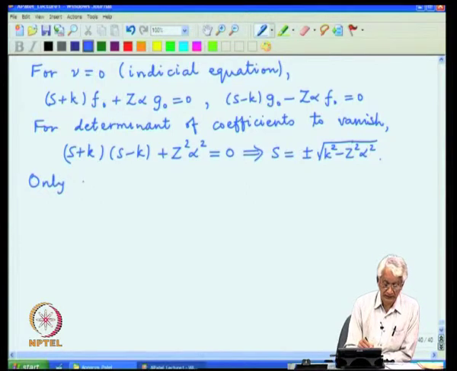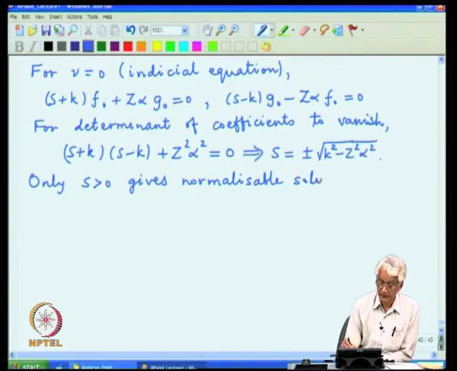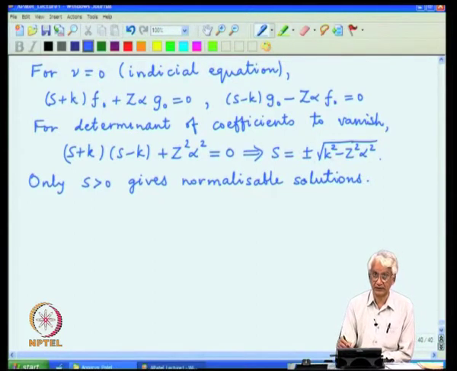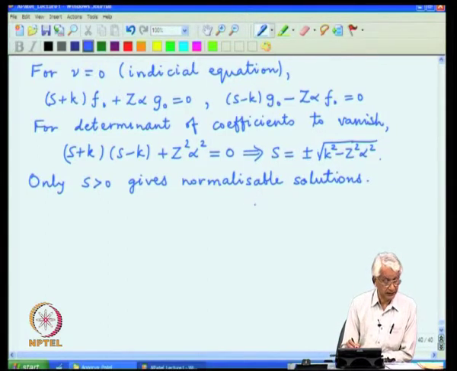Only s greater than 0 gives normalizable solutions, because otherwise there will be very strong singularity at the origin, and so we have to reject the negative sign of the square root.